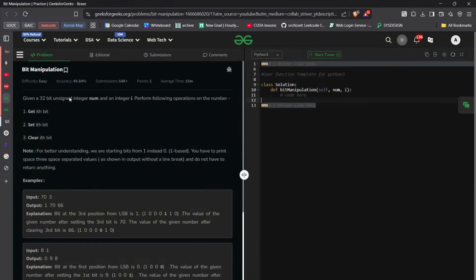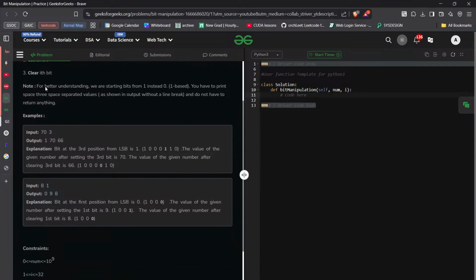Given a 32-bit unsigned integer and an unsigned integer i, perform the following operations: get the ith bit, set the ith bit, and clear the ith bit. Note: for better understanding, we are starting bits from 1 instead of 0. You have to print 3 space-separated values without a line break. You do not have to return anything.